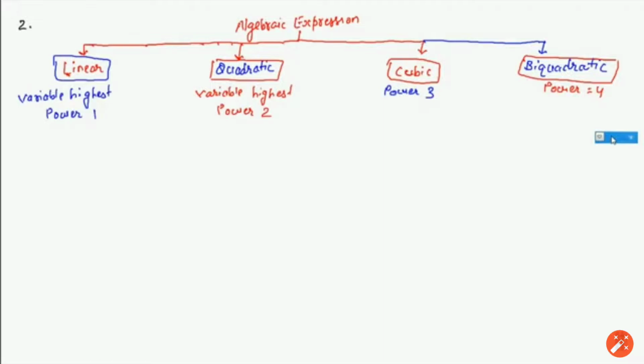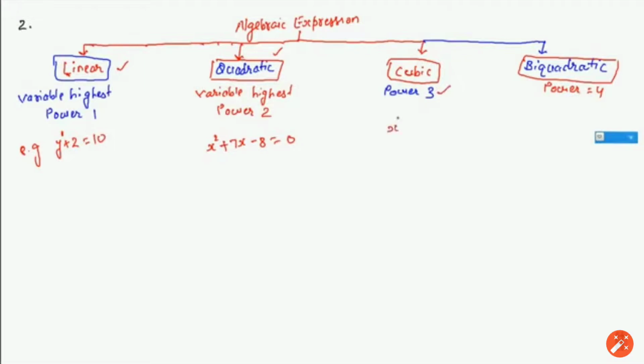Now we will understand algebraic expression. How many types of algebraic expression? There are 4 types. Linear: variable highest power 1, that is linear. For example, y plus 2 is equal to 10. Quadratic: variable's highest power 2. Example, x square plus 7x minus 8 is equal to 0.